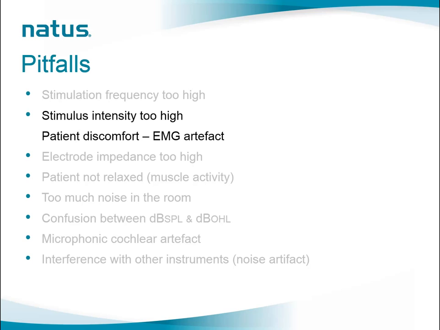Sometimes we can get a very unclear response or a lot of rejection from our waveforms. That can be due to the stimulus intensity. If the stimulus intensity is too high, it will discomfort the patient. So he will contract, you will have a lot of EMG artifact, and this will not only have an effect on the quality of the waveforms, but also on the level of rejection that you will experience. So the test will take longer, and the quality of the waveforms will not be good.